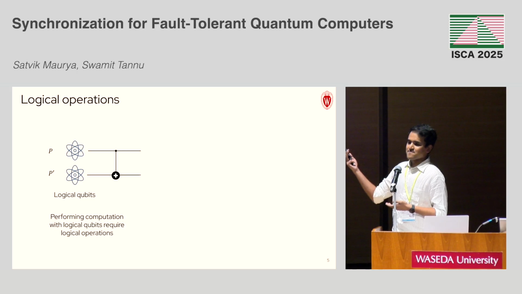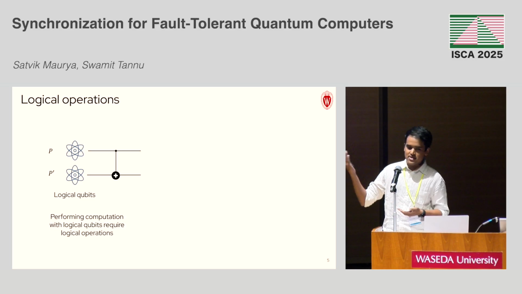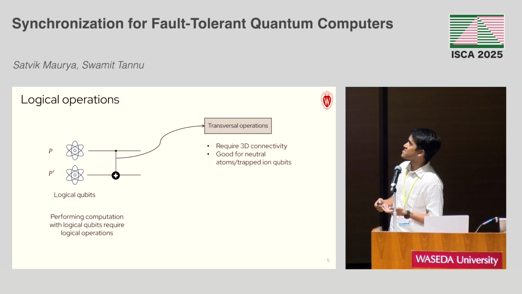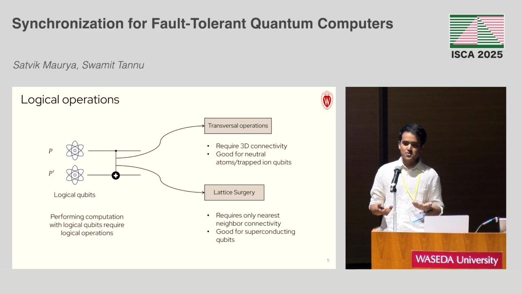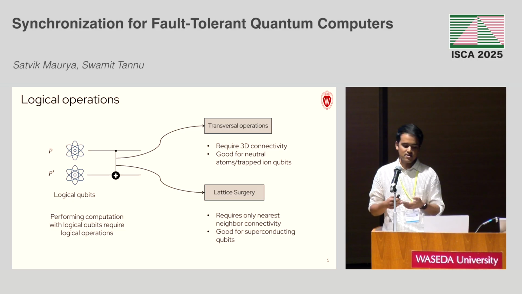Naturally, once we have logical qubits, the next question is, how do we do computation with them? For example, here, I'm trying to do a logical controlled NOT gate between logical qubits P and P prime. There are many ways of doing this. You could choose to do this transversally. Transversal operations, however, especially two-qubit transversal operations, require three-dimensional connectivity, which may not always be available to you. So one of the other ways of doing it is lattice surgery. This is what I'll be focusing on for the rest of this talk, and in particular, I'll be focusing on surface code error-corrected quantum computers using lattice surgery.